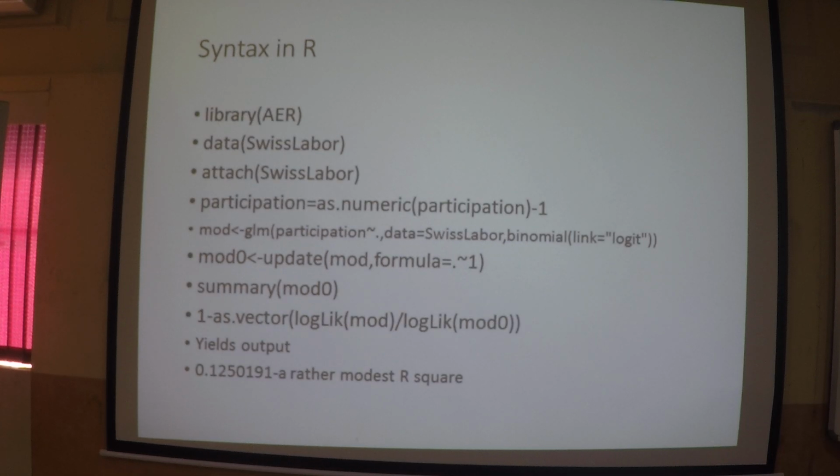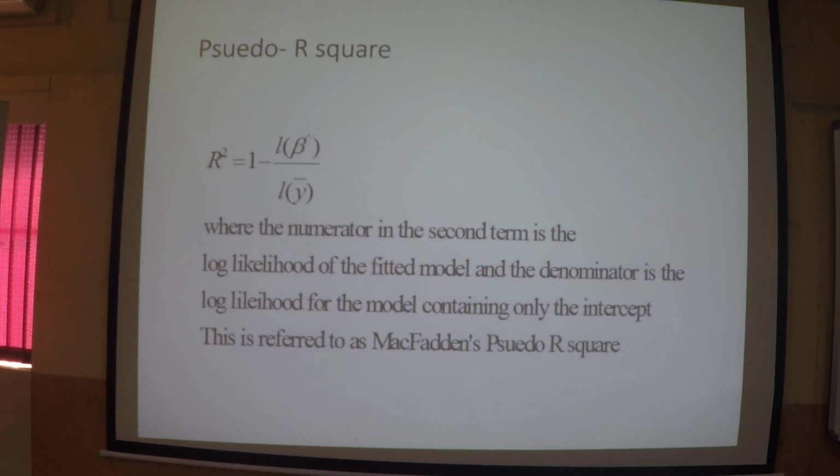So the conclusion will be that if R square is 0, we mean that there is no difference between the restricted and unrestricted model.